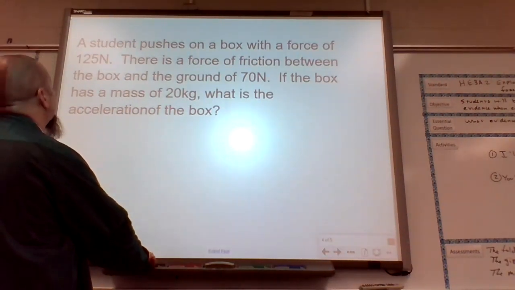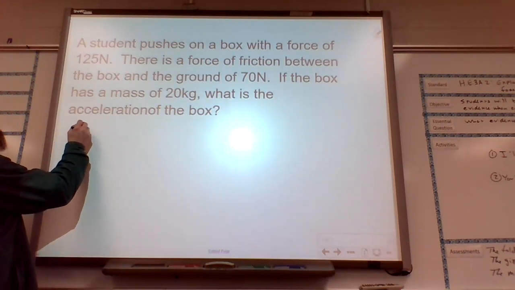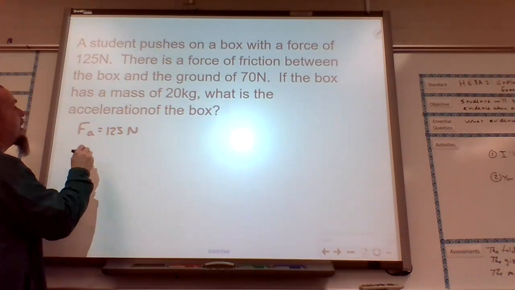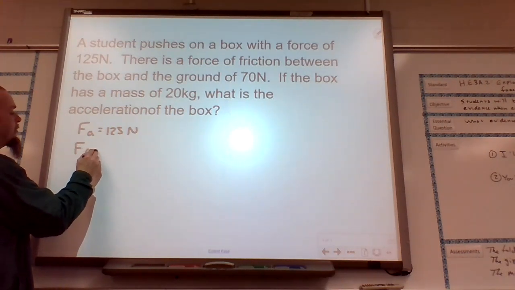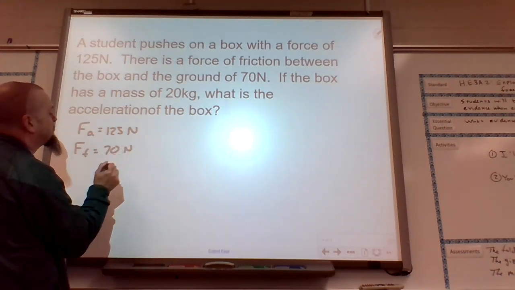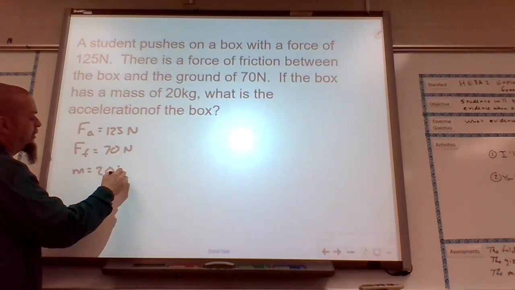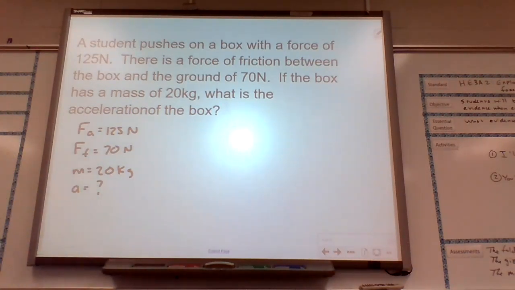So we've got two forces here. The 125, that's the applied force. And we have the 70 newtons, that's friction. And we know the mass of the box is 20 kilograms. We're looking for acceleration.